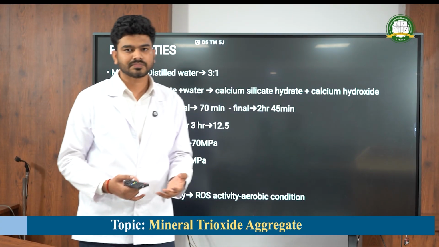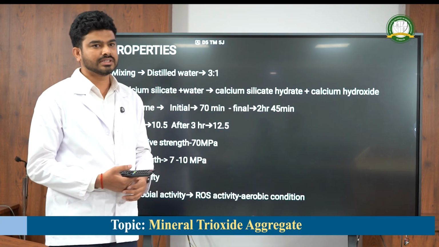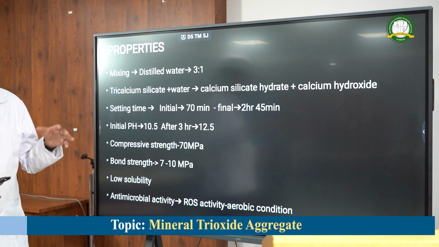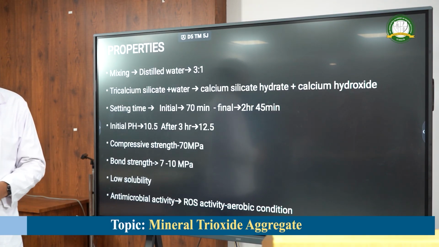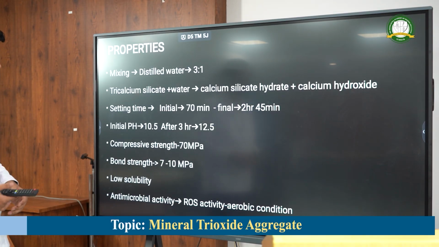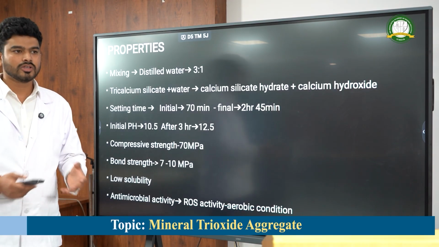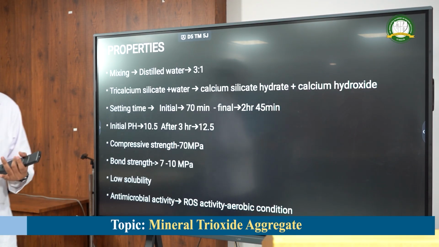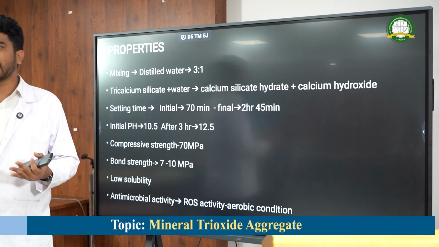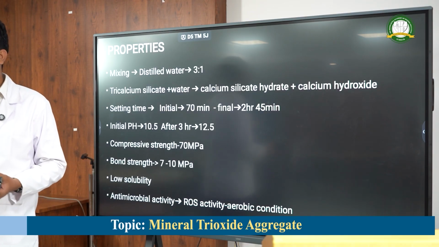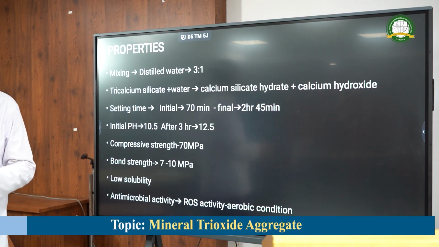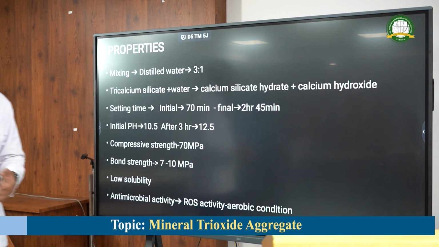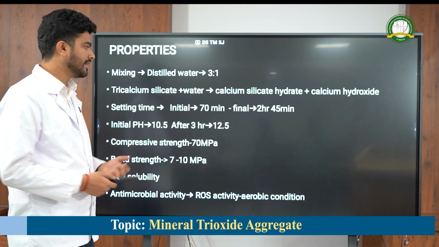The main property is that when it releases calcium hydroxide, it also has an antibacterial nature. That is, it helps induce reactive oxygen species activity in an aerobic condition. So the main properties are low solubility, antibacterial nature, and a high alkaline pH, around 12.5, so that it will induce more secondary dentin formation.